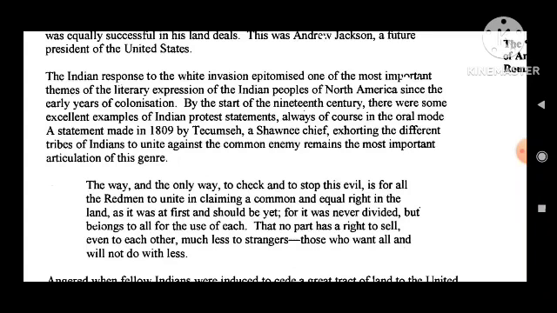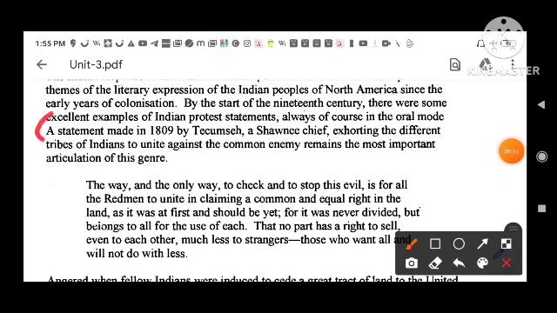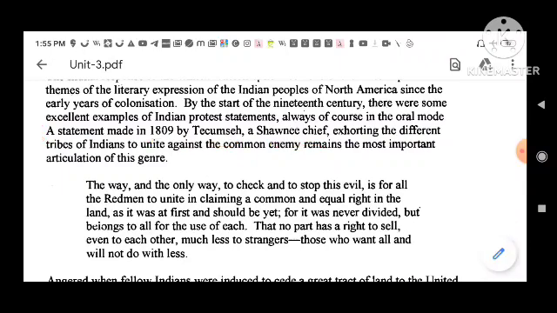A statement made in 1809 by Tecumseh, a Shawnee chief, exhorting the different tribes of Indians to unite against the common enemy, remains the most important articulation of this genre. So here is the main key point you can note down.